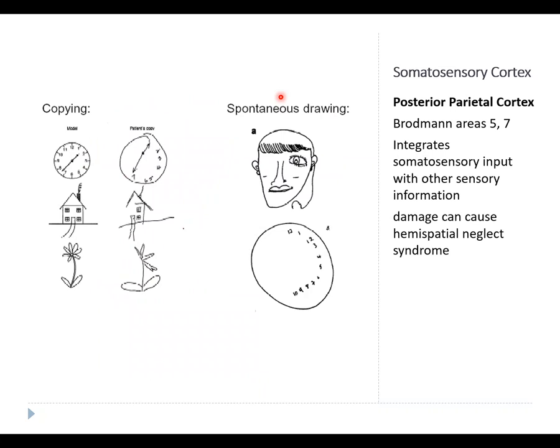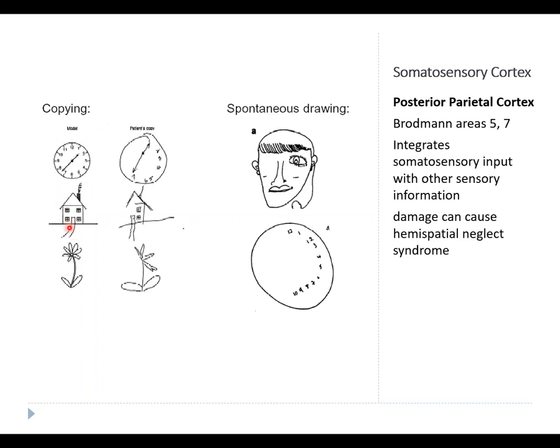And the way we know that is from what happens if this area gets damaged. So in people who have suffered damage to one side of the posterior parietal area, they have this interesting effect called hemispatial neglect syndrome. So it's not simply a matter of loss of sensation, because you can give them tasks like, say, to draw a picture. So here, someone with this condition was given the task of copying these pictures.